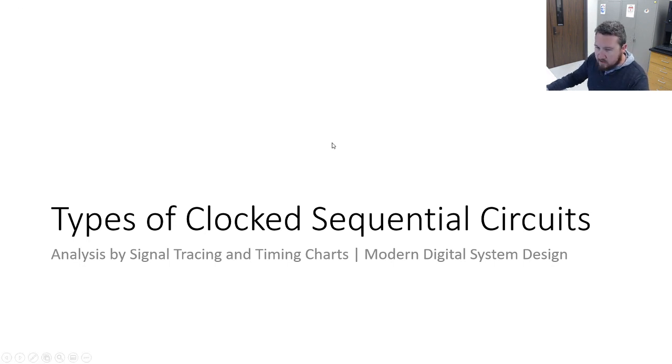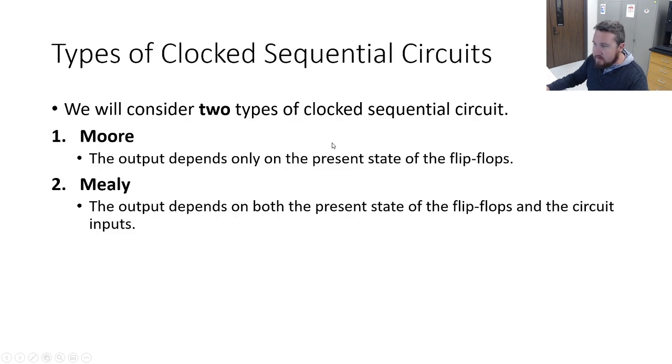All right, types of clocked sequential circuits. There are two types of clocked sequential circuits. Well, there's other types, but primarily there are two types. There's a Moore circuit and a Mealy circuit. In a Moore circuit, the output depends only on the present state of the flip-flops. And in a Mealy circuit, the output depends on both the present state of the flip-flops and the circuit inputs. So that's the difference. A Moore circuit output is just tied to the flip-flops, and in a Mealy circuit, the output is tied to the flip-flops and to the input.